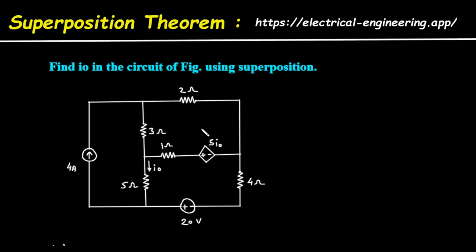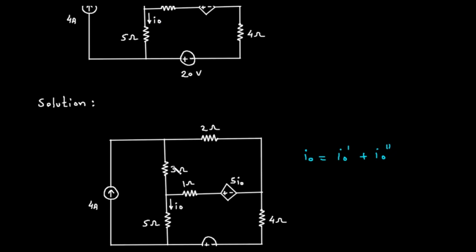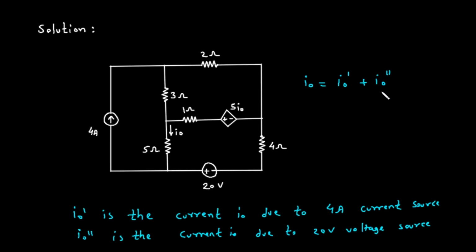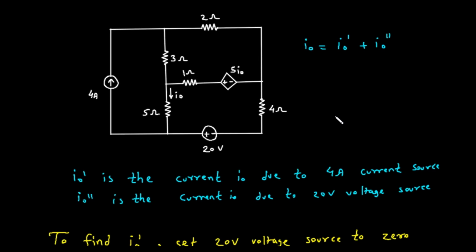In our circuit, we have two independent sources, a 4 ampere current source and a 20 volt voltage source. According to the superposition theorem, the total current, I sub O, will be the sum of two components. I sub O prime, which is the current I sub O due to the 4 ampere current source alone. I sub O double prime, which is the current I sub O due to the 20 volt voltage source alone. So, our main equation is, I sub O equals I sub O prime plus I sub O double prime.